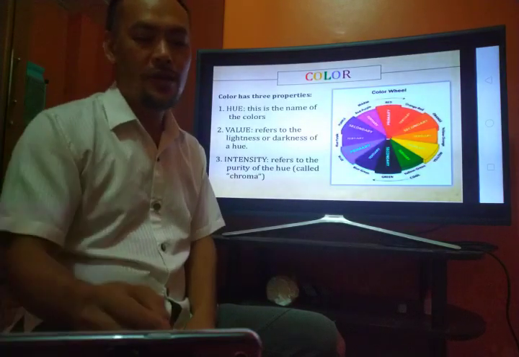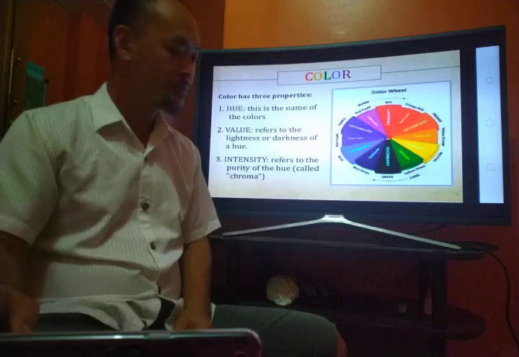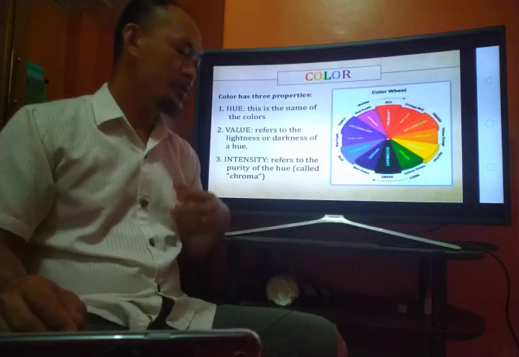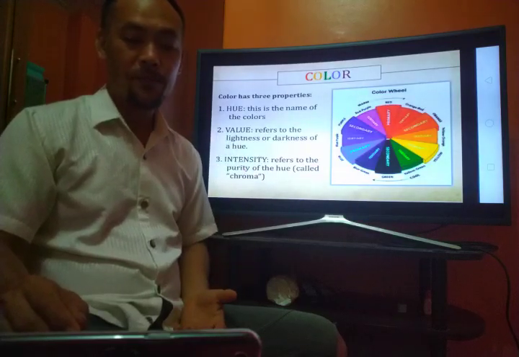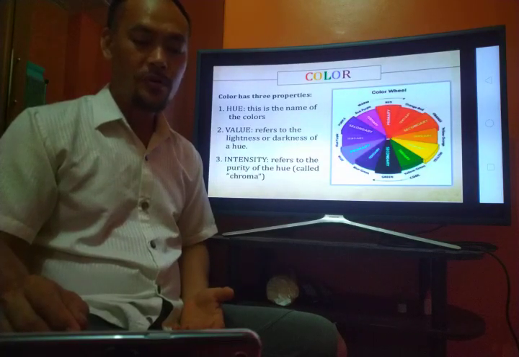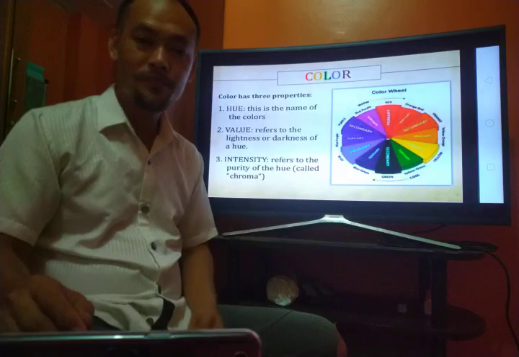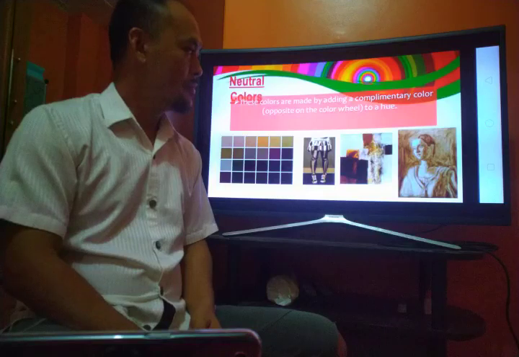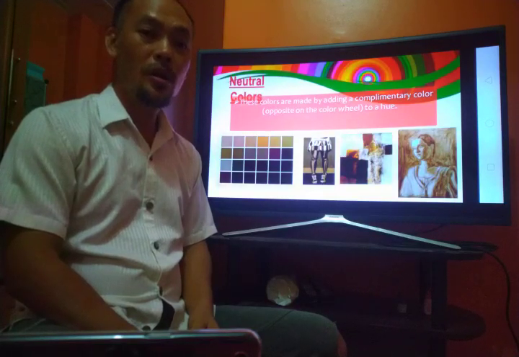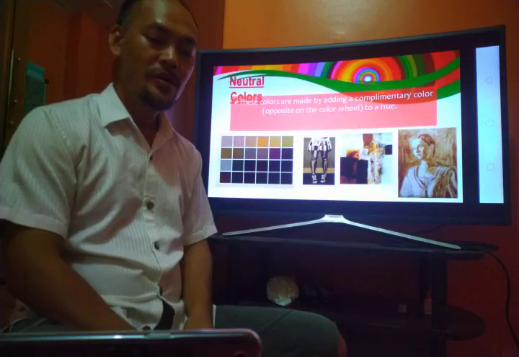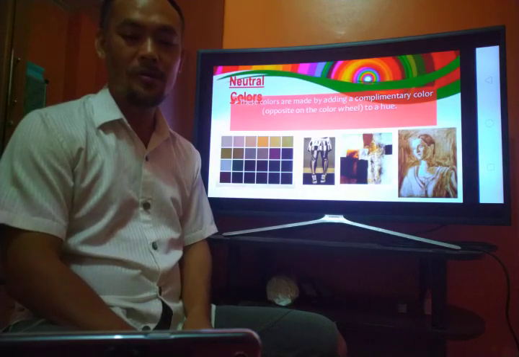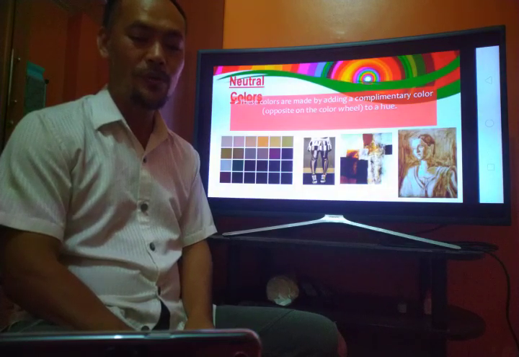Okay, next we have the intensity. When you say intensity, it refers to the purity of the hue, or we can call it the chroma. We also have what we call the neutral colors. These neutral colors are made by adding a complementary color, so opposite on the color wheel to a hue.